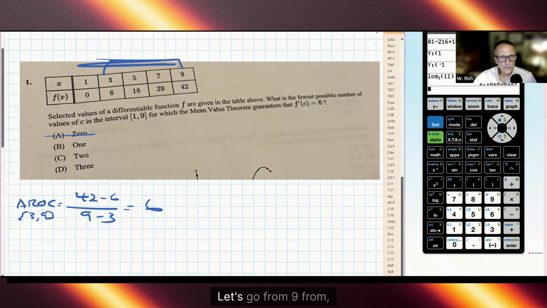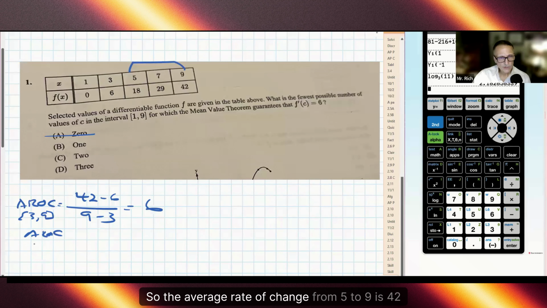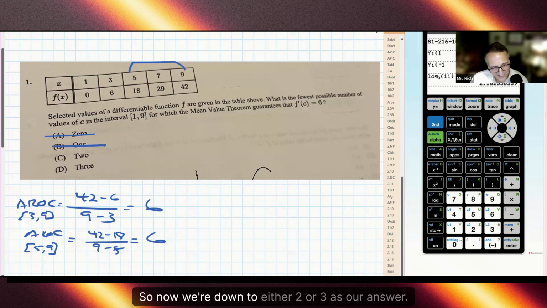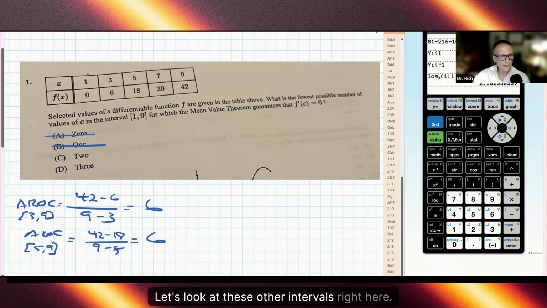So A is out. Let's go from 5 to 9. That would be 42 minus 18, which is 24 over 4. That's a 6. So the average rate of change from 5 to 9 is 42 minus 18 over 9 minus 5. That's a 6. So now we're down to either 2 or 3 as our answer. If we go from 7 to 9, that's 13 divided by 2, which is not 6. Let's look at these other intervals right here.